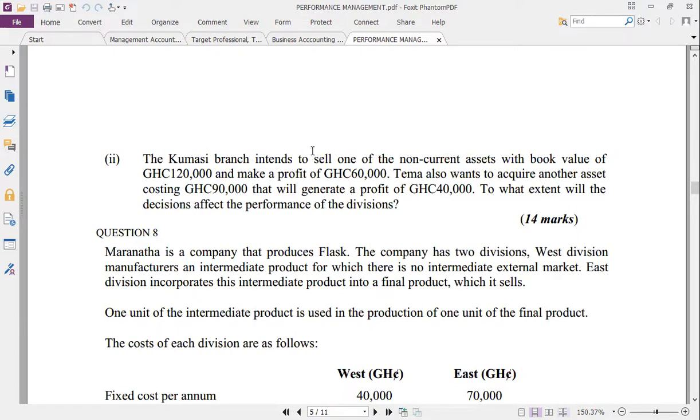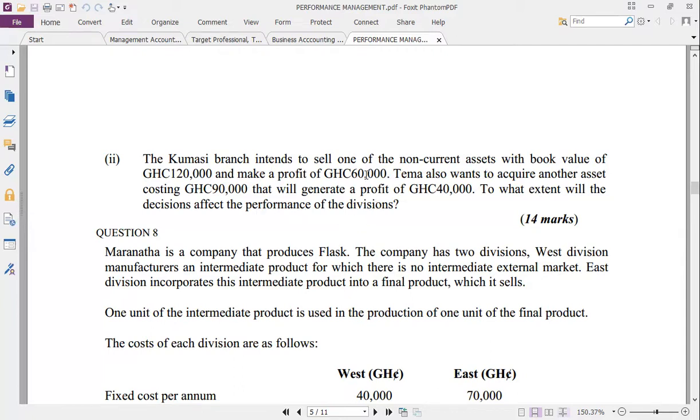Now look at this note. Kumasi branch intends to sell one of its non-current assets with a book value of 120,000 and make a profit of 60,000. Full stop. It also wants to acquire another asset costing 90,000 that will generate a profit of 40,000. To what extent would the decision affect the performance of the divisions?